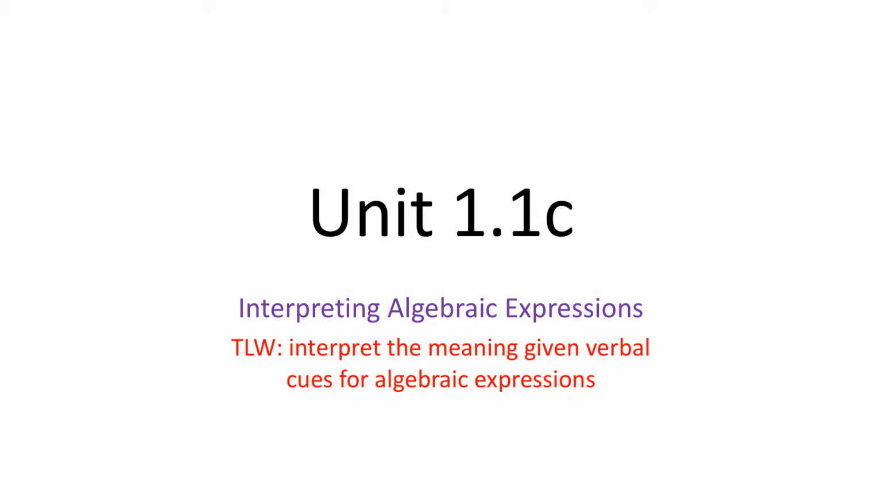Okay, so this is Unit 1.1 Video C, and what we're going to look at is interpreting algebraic expressions and how that works when we're dealing with story problems or word problems. We're going to look at the basis for understanding verbal cues for algebraic expressions, and how we can start to write expressions and equations based on some of the trigger words we are given in the problem.